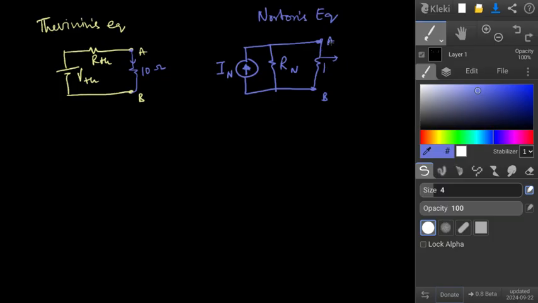The two circuits behave exactly the same. In fact, not only these two circuits, there is actually a larger circuit. So, for example, there is a larger circuit.